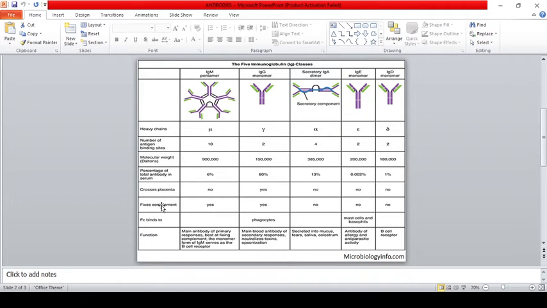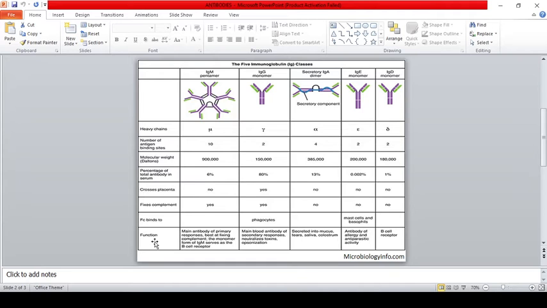Then another thing: among the five, which is involved in complement fixation? Only IgM and IgG are good at complement fixation. The rest of the three, that is IgA, IgE, and IgD, are not involved in fixing complement. Then the Fc portion binding. For example, the Fc portion of IgG binds phagocytes. But the Fc portion of IgE binds to mast cells and basophils.